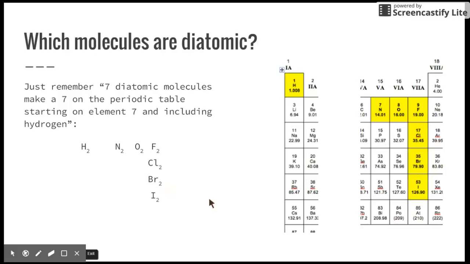H2, N2, O2, F2, Cl2, Br2, and I2. So if I ever ask you for oxygen, you're really getting O2 particles because oxygen never exists alone. If I had a balloon full of hydrogen gas, it would be a balloon full of H2. That's kind of different than helium, or helium gas. Helium gas would just be a bunch of helium particles, just He floating around.